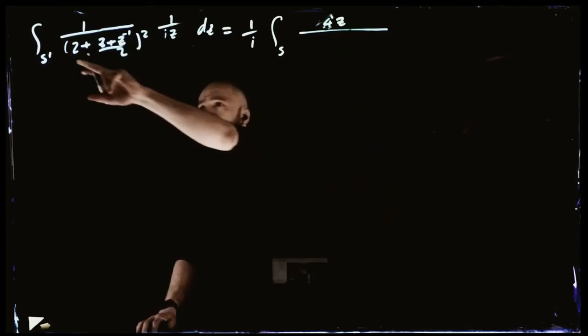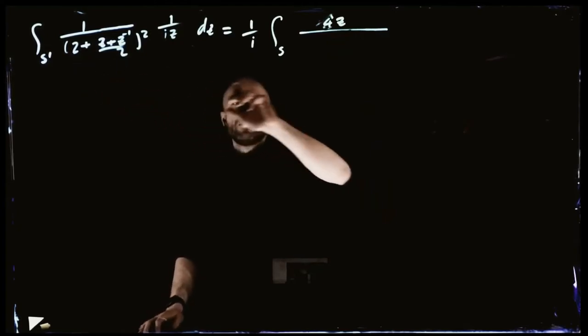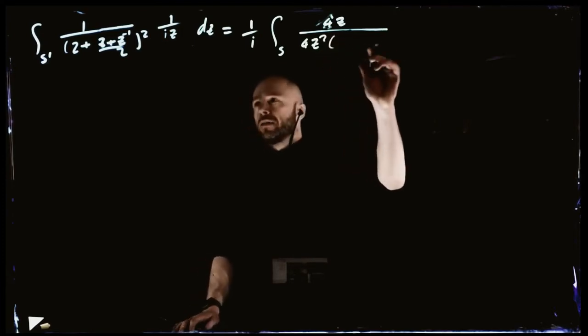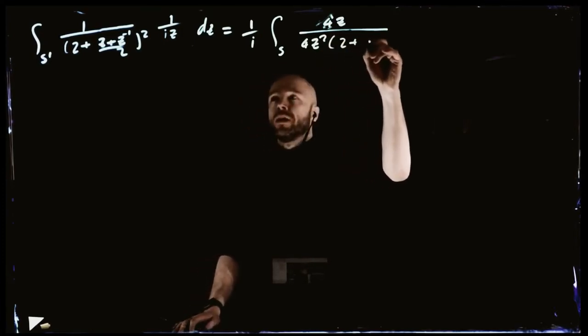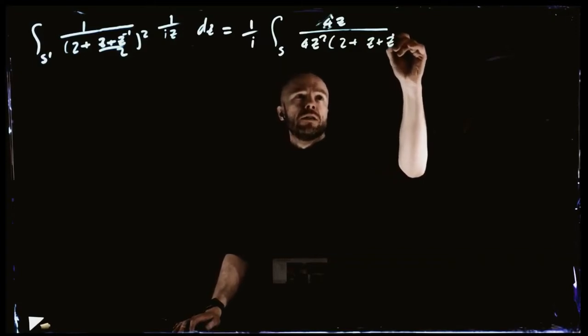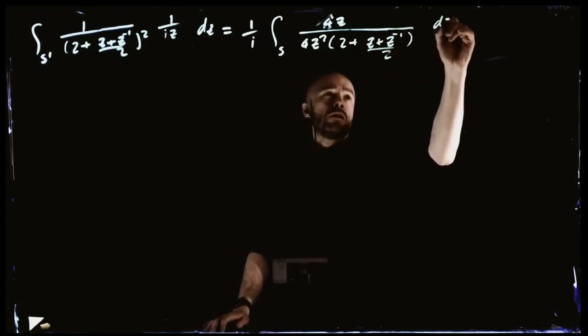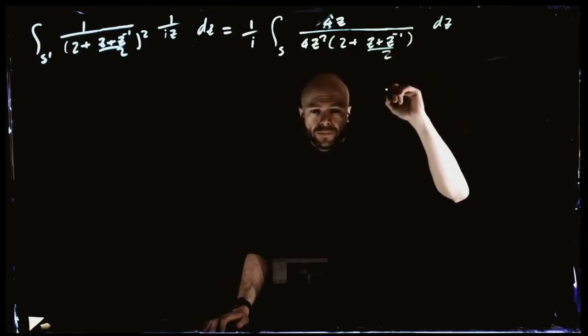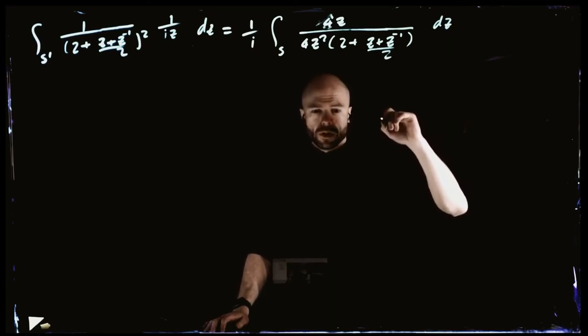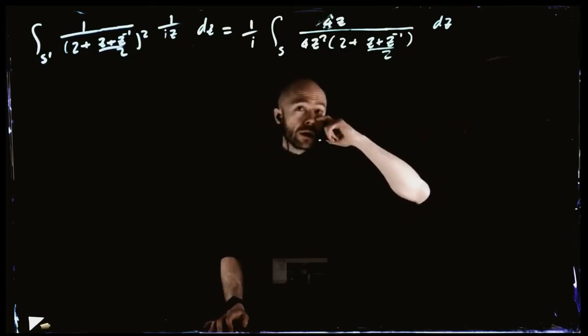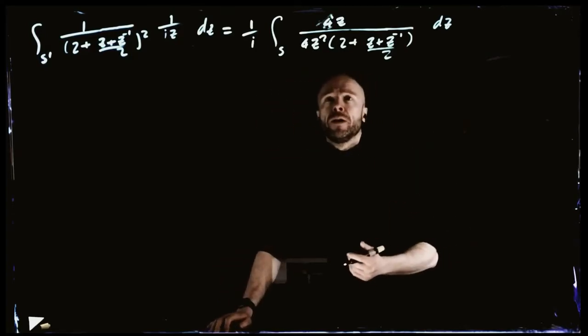And then I'm going to have a 4z squared outside of this, which I'm going to part. Well, let me do it in stages. So I'm going to have 4z squared outside like this. And then I'm going to have 2 plus z to the minus 1 over 2 dz, like this. Everybody happy? Okay, Laura? Okay. So, then what?